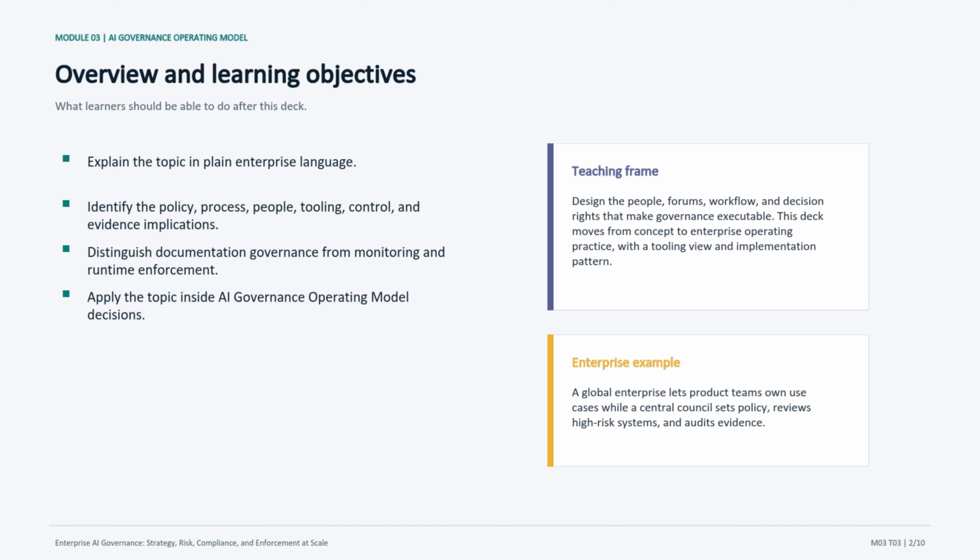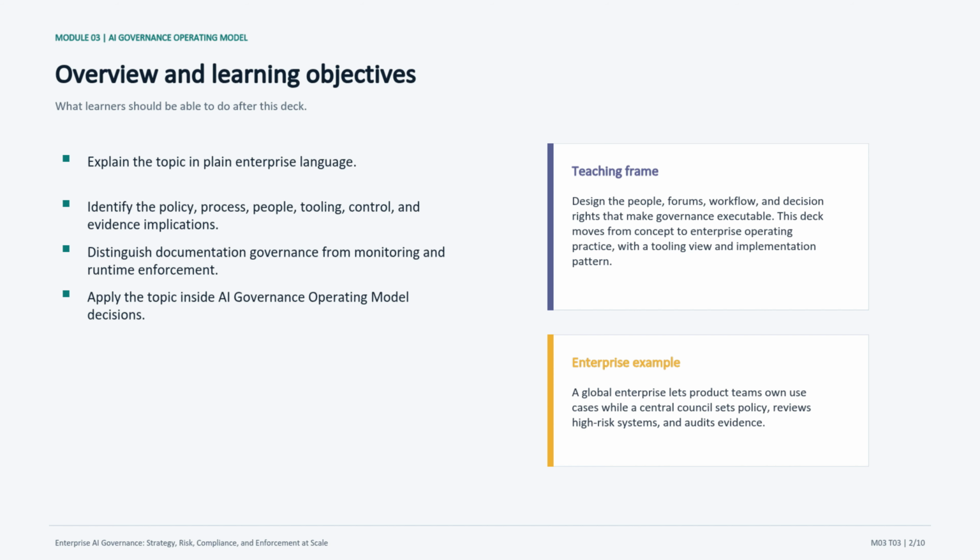Now that the topic is on the table, I want to set our learning objectives. By the end of this deck, the goal is not just to define RACI design for AI ownership. The goal is to explain how it works inside an enterprise. For this class, I want you to keep six lenses in mind: policy, process, people, tooling, controls, and evidence. A governance idea is only useful when it changes at least one of those lenses in a concrete way.